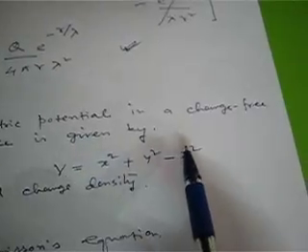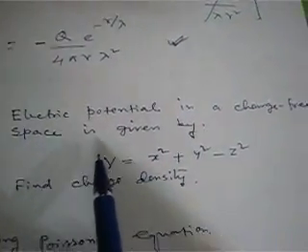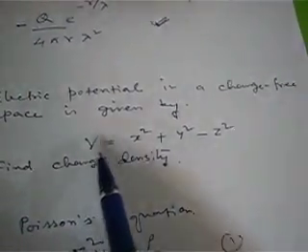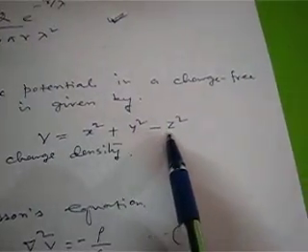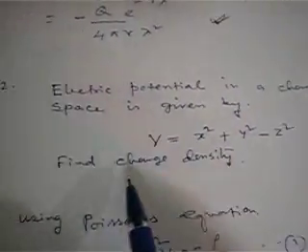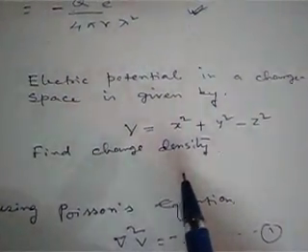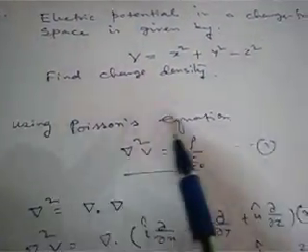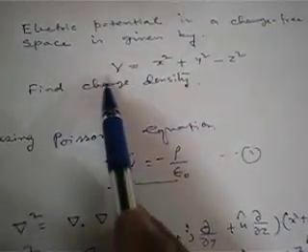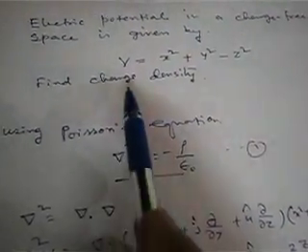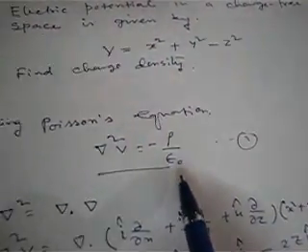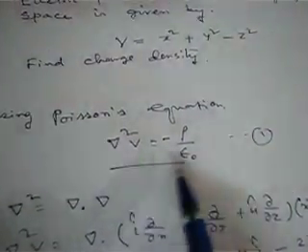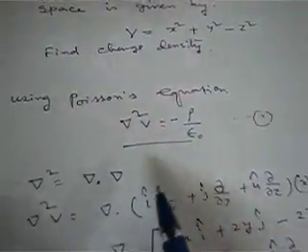Electric potential in a charge-free space or medium is given by V equals x square plus y square minus z square. Calculate the charge density. So what formula do you have to apply to solve this problem? Poisson's equation: del square V, where V is a scalar potential, equals minus rho by epsilon naught. This is Poisson's equation.